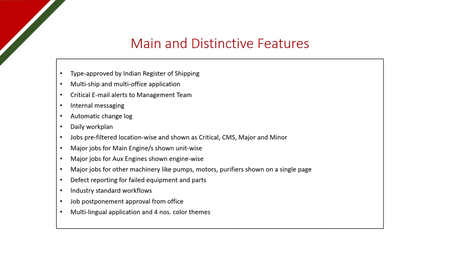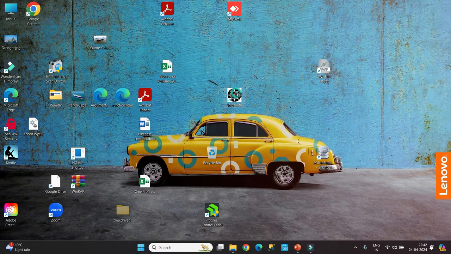The application is fully integrated with email, so we have certain email alerts that the management team gets when certain critical functions happen, like a purchase order for critical items not being attended to for over a month or something. Then there is a change log, there is work planning, which is very distinctive in the system. And there is also internal messaging, which we'll show you later, which avoids all your external email communication about something in the system. And of course, there is a different way we report defects in the software, and there are industry standard workflows.